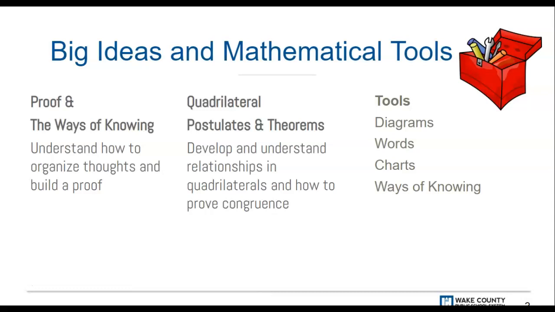The big idea for this unit includes quadrilaterals and their properties through the lens of proof. You will be using the ways of knowing to construct logical arguments to prove theorems and rules. You will use multiple types of proofs and explore the relationships between congruent shapes.